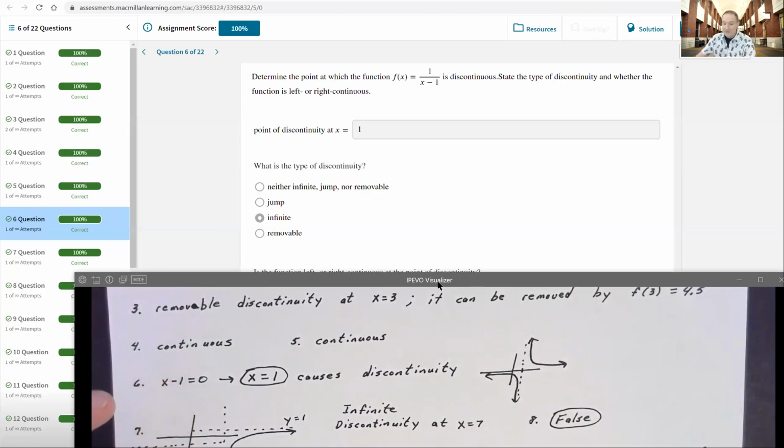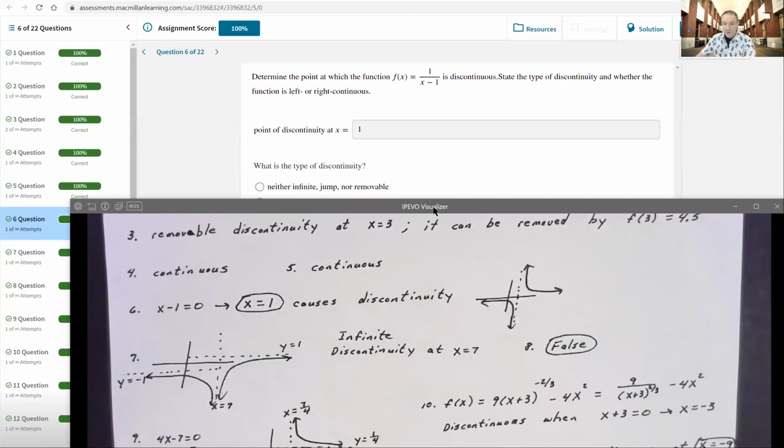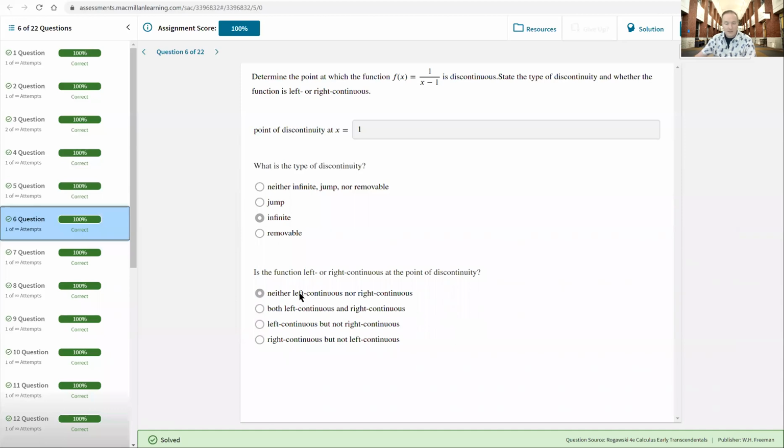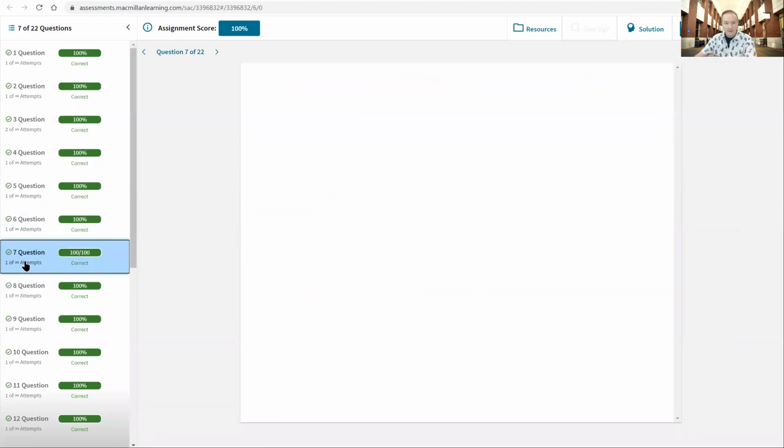And since f of 1 is undefined, you know it can't be left continuous or right continuous. The definition of left continuous is that the limit as it approaches from the left is equal to the function's value at that point. The definition of right-hand continuous is that the limit coming in from the right is equal to the function's value at that point. f of 1 is undefined, so it can't have left or right-hand continuity. And so we just say it's neither left nor right-hand continuous.